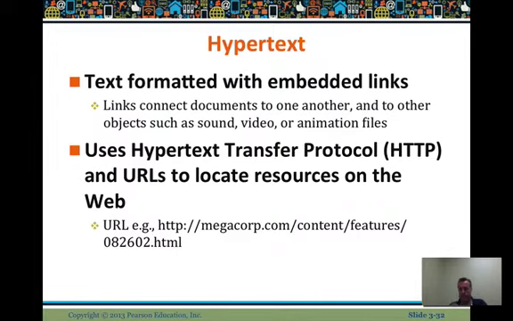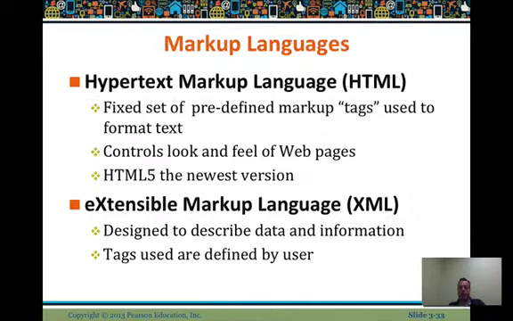Again, obviously certain things like megacorp.com/content features, and then you go to a page that's listed as 082602, but it could be as simple as amazon.com/Professor Loudon's e-commerce textbook. Could be more natural language.